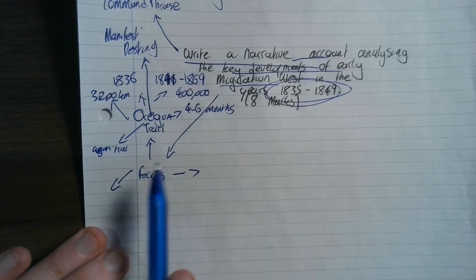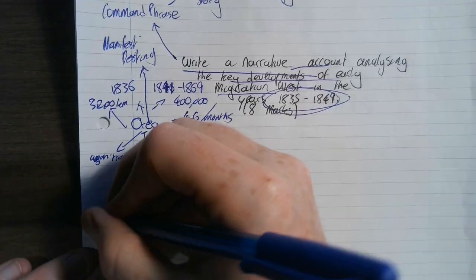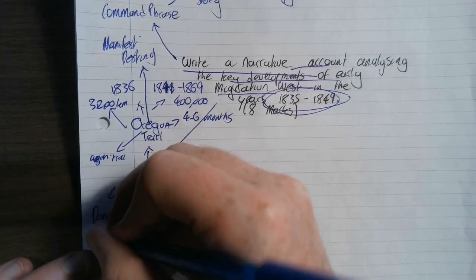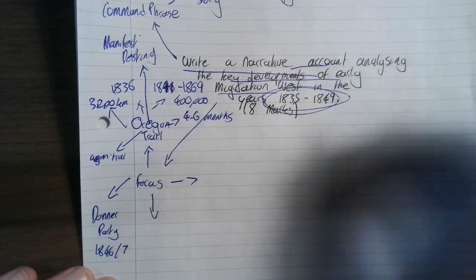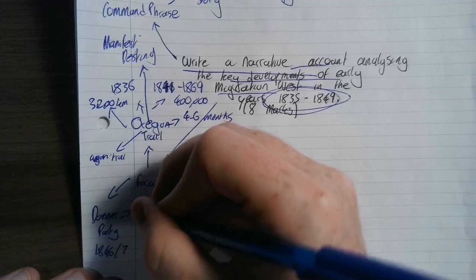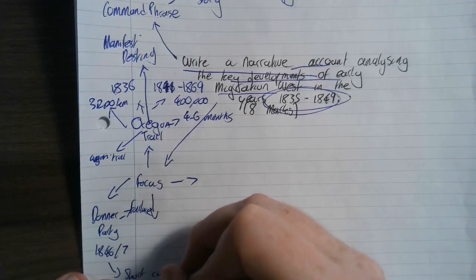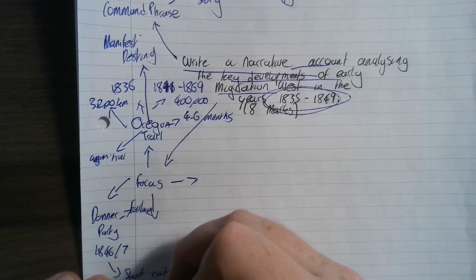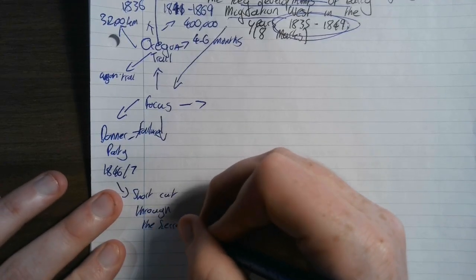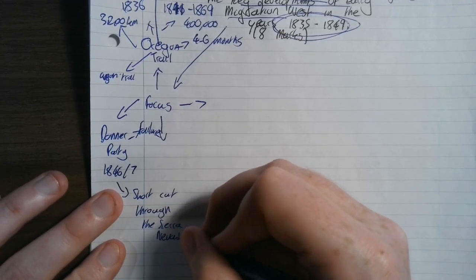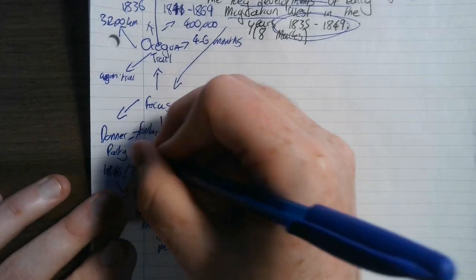Right, so we know that the Oregon Trail is relevant. Let's begin to think about groups that took the Oregon Trail. The first one that comes to mind is the Donner Party. That takes place in 1846 to 47, and obviously it's a massive failure. They take a shortcut through the Sierra Nevada mountains. They get stuck in winter.